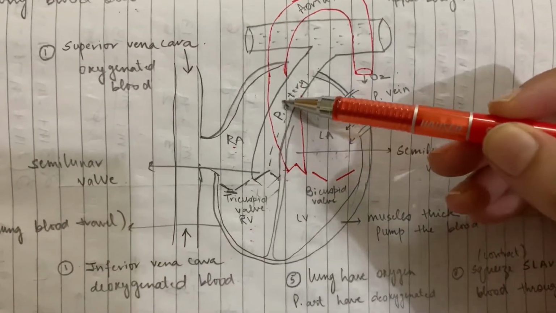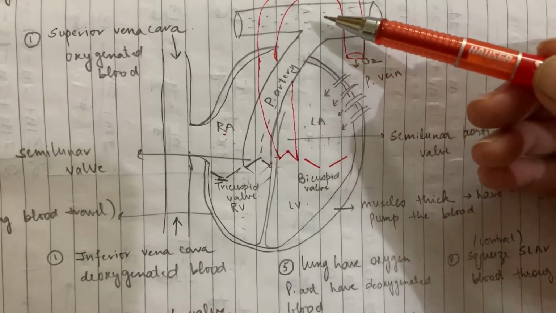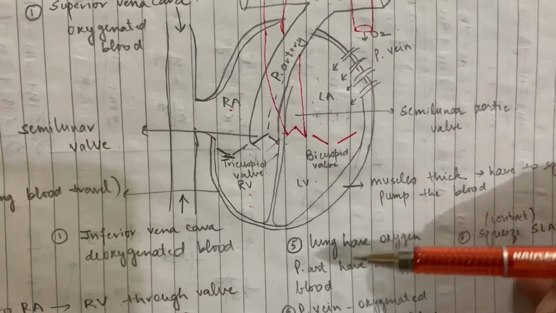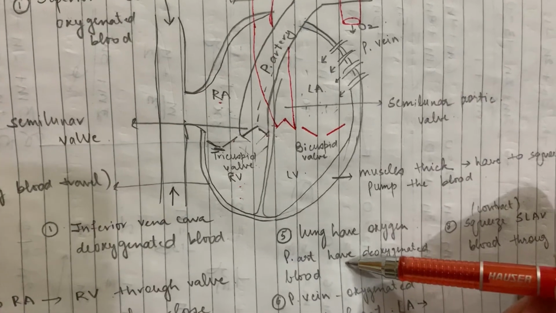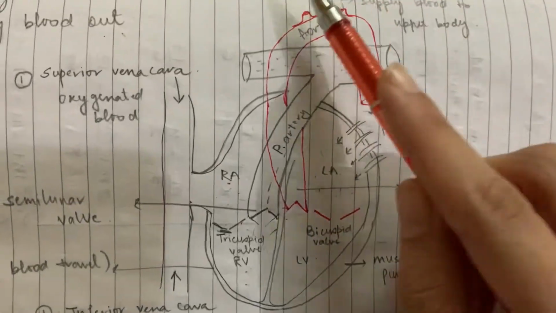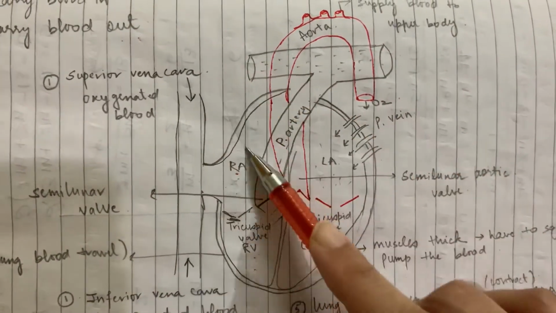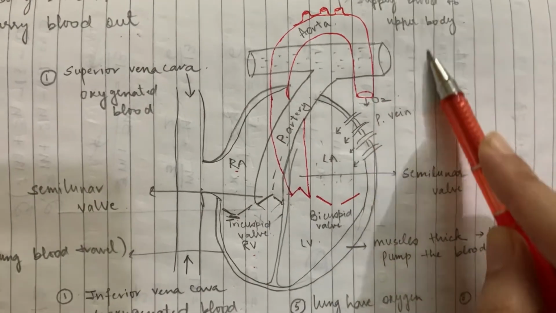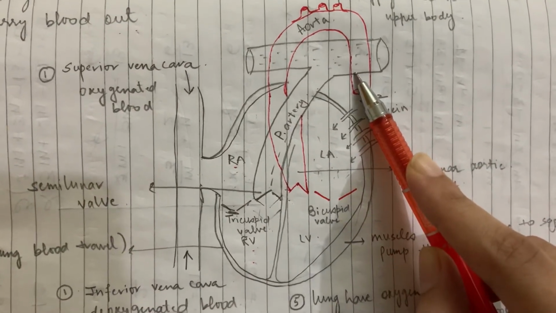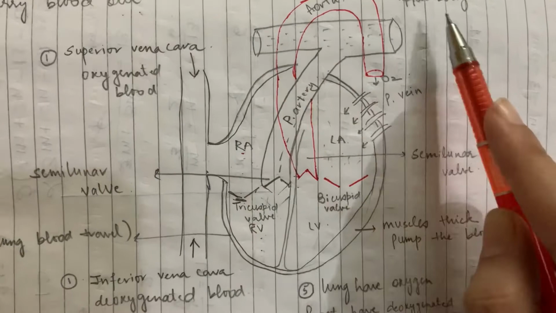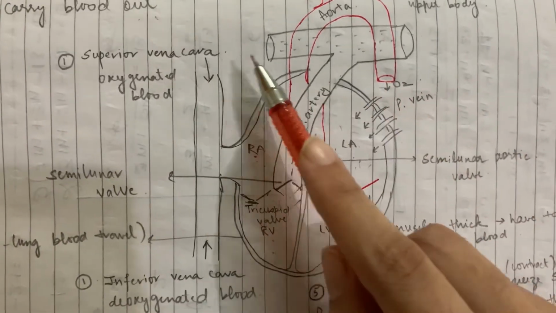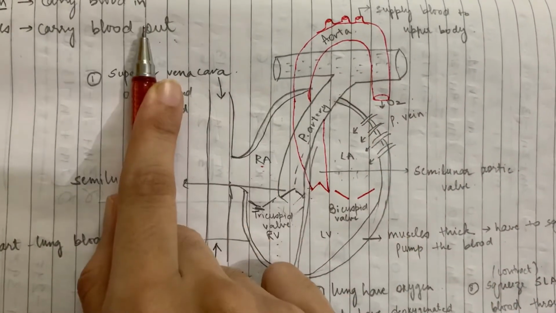Now from the pulmonary artery it goes to the lungs. The lungs have oxygen and the pulmonary artery has deoxygenated blood. That means here our lungs are attached, that carry the oxygenated blood, so they get mixed up. So this was all about the deoxygenated blood.